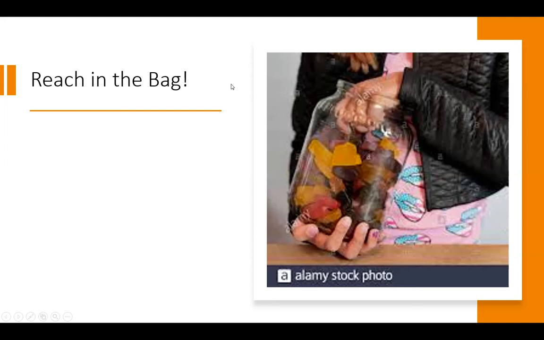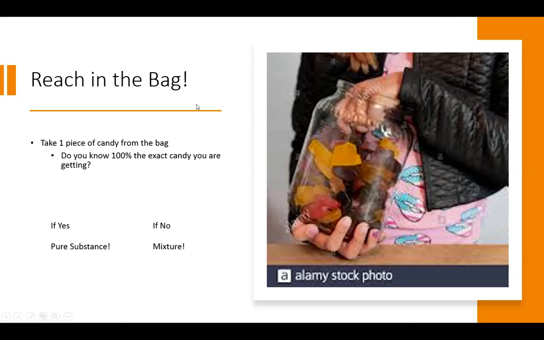Now let's pretend we reach into this bag, in this case a jar. If you take one piece of candy from the bag, do you know 100% what the exact candy you're getting is? Well, in the pure bag, you would. Everything you're going to get is a Reese's peanut butter cup. In the mixed bag, you'd have no idea. Maybe you get a Snickers bar, maybe you get a Mars bar, maybe you get a lollipop. So if you know what you're going to get, because it's all the same, it is a pure substance. If you're unsure what you're going to get, well, you might know it's one of 4 or 5 kinds of candy, but you're not sure which one you're going to get if you only take one piece. That is considered a mixture.